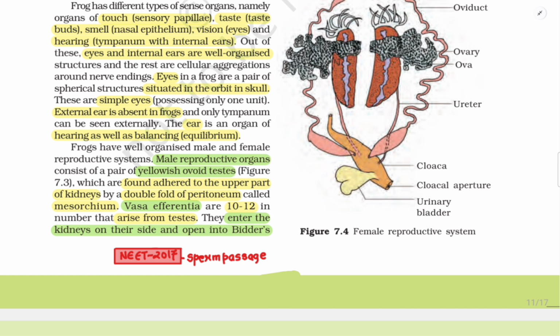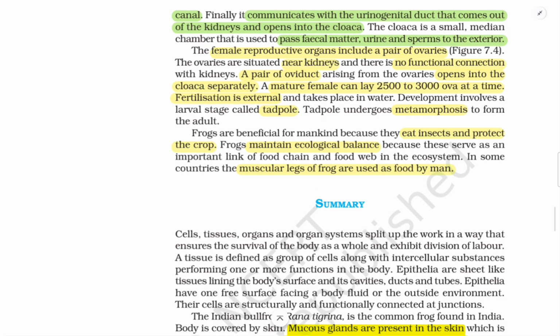Vasa efferentia are 10 to 12 in number and arise from the testes. They enter the kidneys on their side and open into Bidder's canal. Finally, it communicates with the urinogenital duct that comes out of the kidneys and opens into the cloaca. The cloaca is a small median chamber that is used to pass fecal matter, urine, and sperms to the exterior.